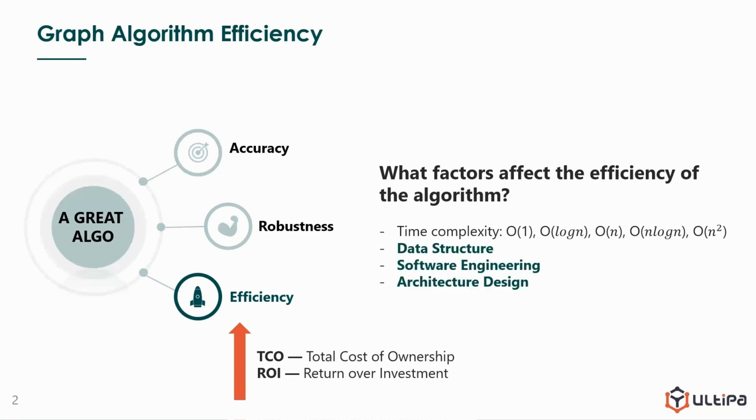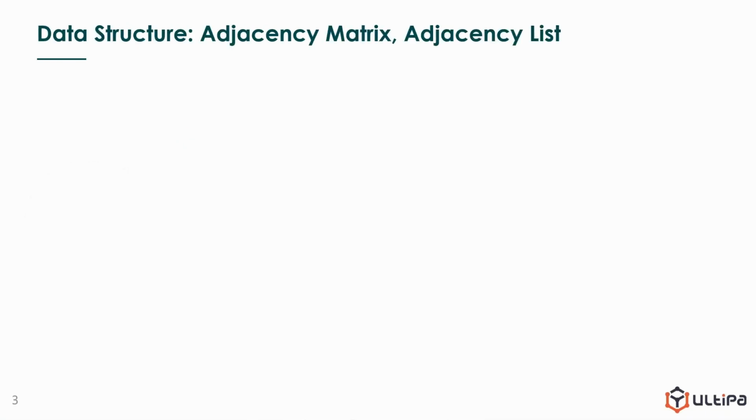The other three factors we will discuss further today are data structure, software engineering, and architecture design. We will see how they would affect the algorithm efficiency. Start with data structure. Algorithms must be run on some data structure. Traditionally, there are two main data structures to represent graph, which are adjacency matrix and adjacency list.